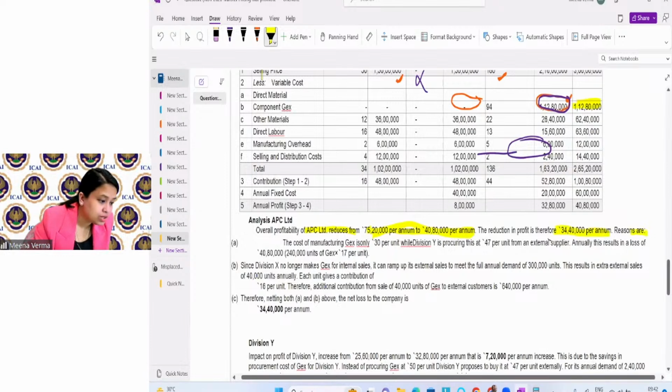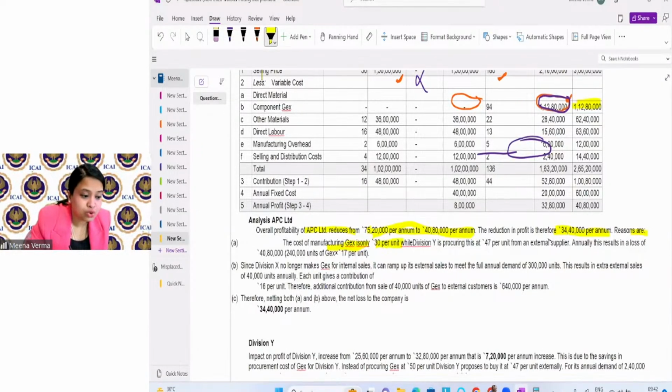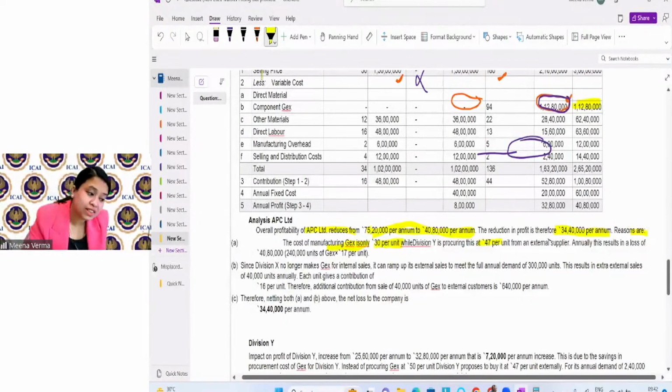Reason are what? The cost of manufacturing of JEX is only rupees 30. इतना ही लग रहा था वेरिएबल कॉस्ट. Instead of 30 you are buying it outside at rupees 47. मतलब जो चीज आप अंदर 30 रुपए में बना सकते हो, आप बाहर से 47 में खरीद रहे हो. It is not good for entire organization, right? So it is given the cost of manufacturing. If you will manufacture inside the organization, the variable cost is the cost, right?